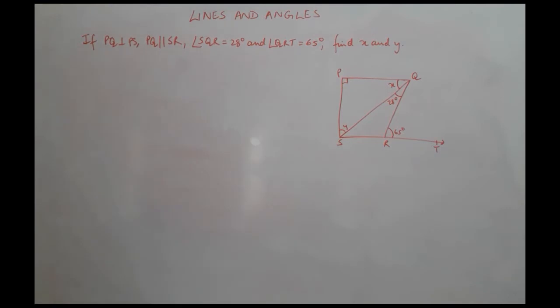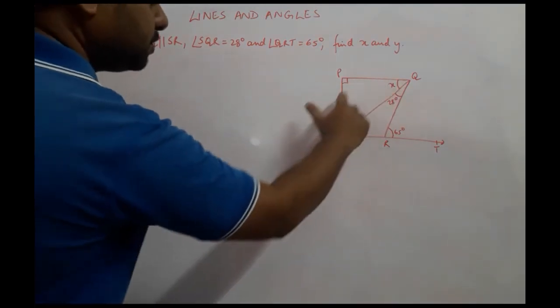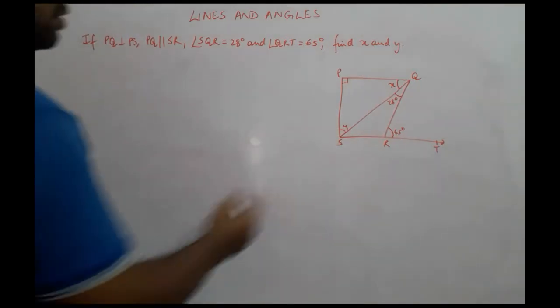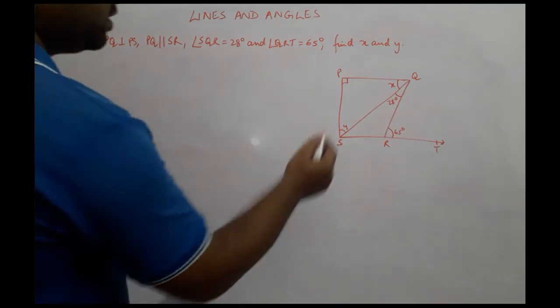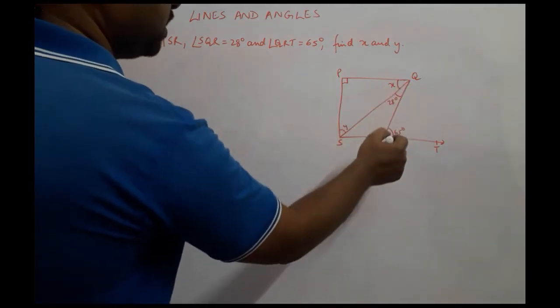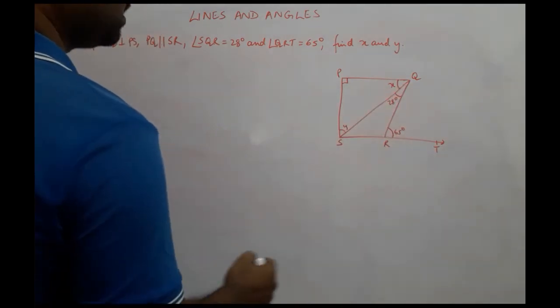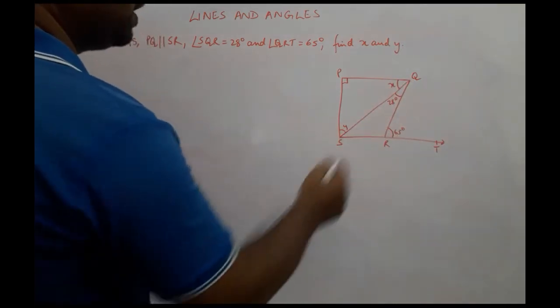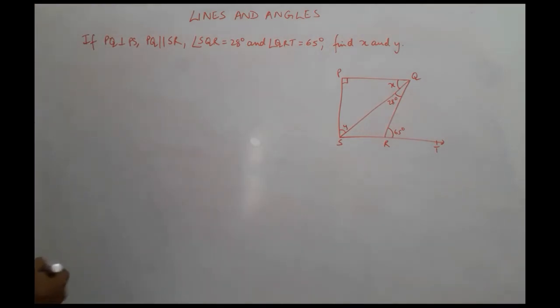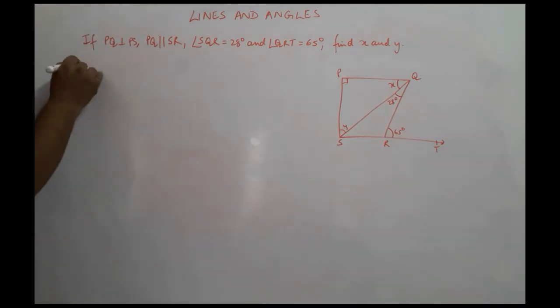Okay, our next problem says: PQ is perpendicular to PS, PQ is parallel to SR, angle SQR is equal to 28 degrees, angle QRT is equal to 65 degrees. We need to find out X and Y.